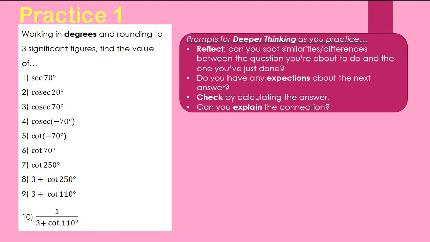Okay, you can check it by doing your answer properly, and if you've got it right, brilliant. Can you explain why there's a connection there? Or if you haven't got it right, do you now understand what's happened? Why was there a connection? Here are the answers.